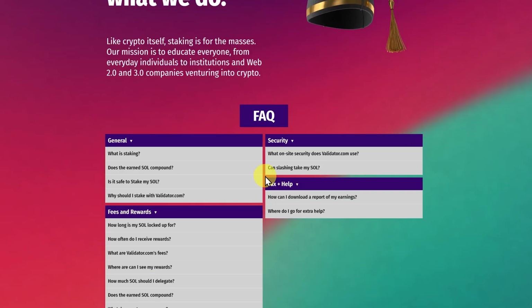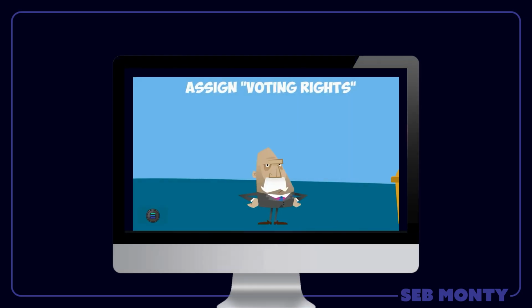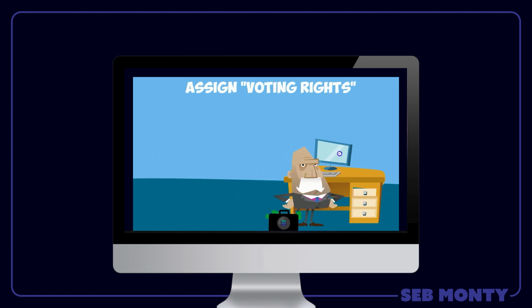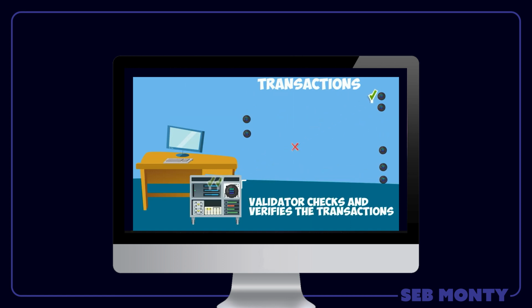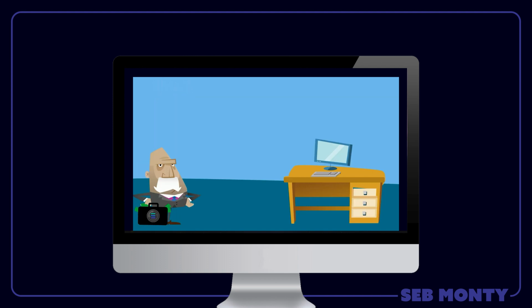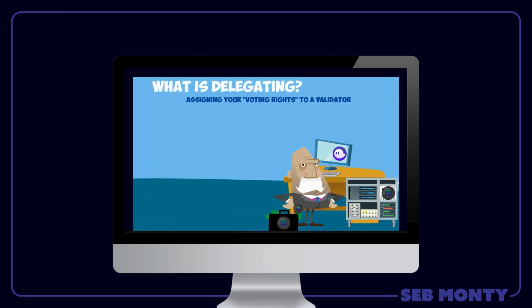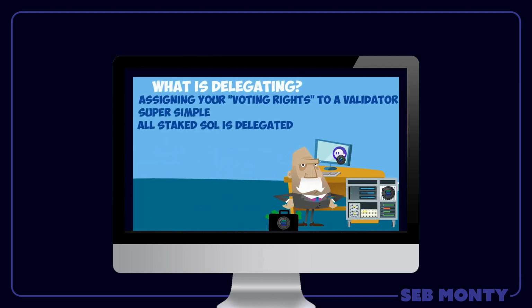Before I cover the frequently asked questions, what is Solana staking? Here's a short animation to guide you. Staking is where you assign your voting rights to a special Solana computer, called a validator. Voting rights are simply the ability to vote on a transaction. They are used by the validator to vote if a transaction was a good or bad transaction. What is delegating? Delegating just means assigning your voting rights of your soul to a validator. It's super simple. All staked soul is delegated.